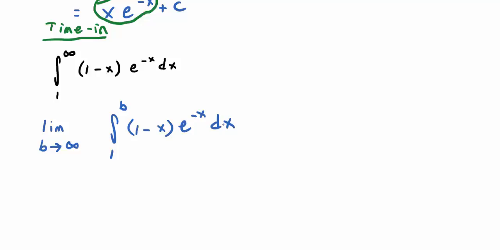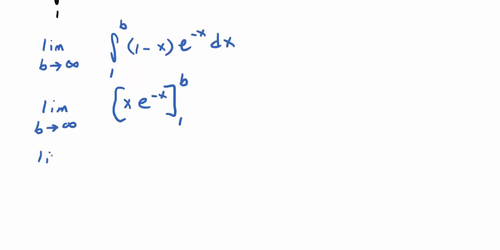Okay, and then we can go right. We have the antiderivative, so we can go right to the part where we evaluate it, which is kind of nice. The limit as b goes to infinity. Okay, the antiderivative of this is x e to the negative x inside evaluation brackets, and the evaluation brackets go from 1 to b. Right? Plug in your upper limit, apply the fundamental theorem. What do you get?